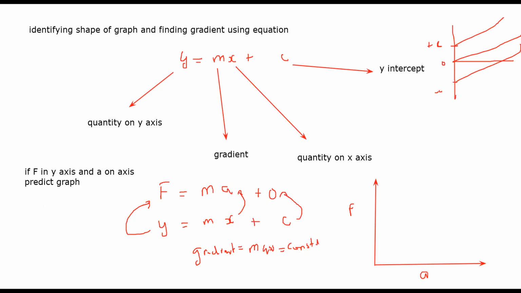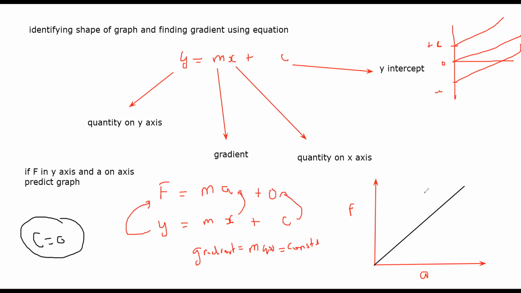So if the gradient is constant, what can I say? If I plot a graph between force and acceleration, it will be a straight line with a constant gradient, starting from the origin. How do I say it starts from the origin? Because the y-intercept is 0. If c is 0, it starts from the origin; if it is positive, it will be above the origin; if negative, below the origin. And why is it a straight line? Because the gradient involves a constant, and when the gradient is constant, it shows it should be a straight line.